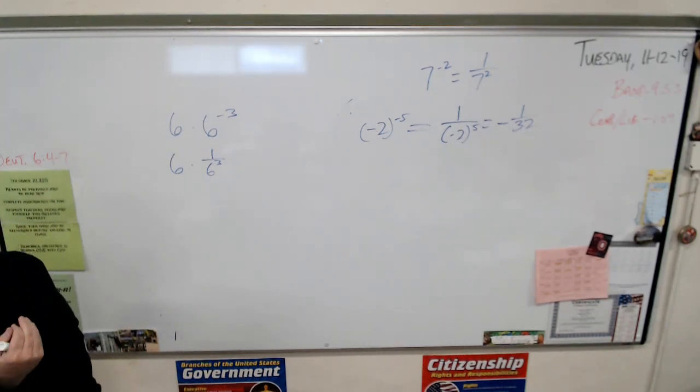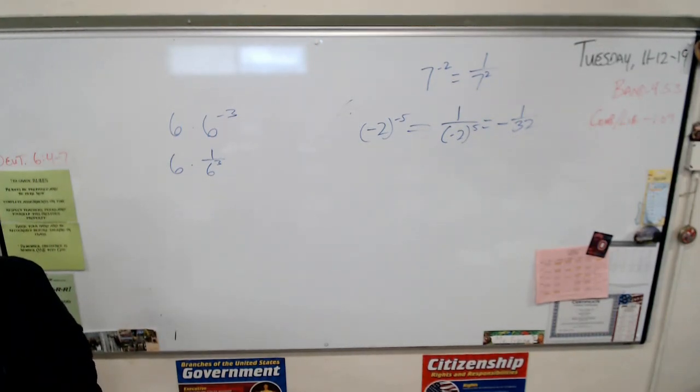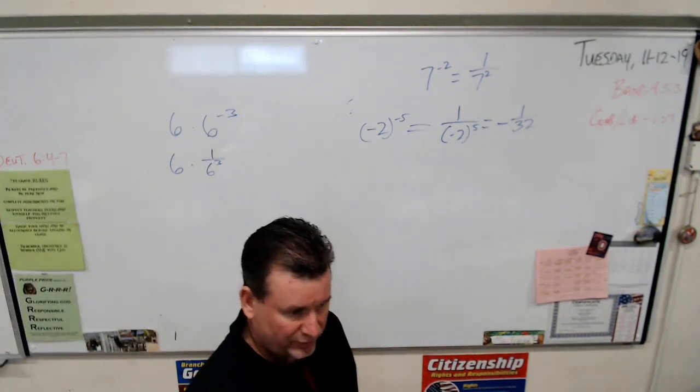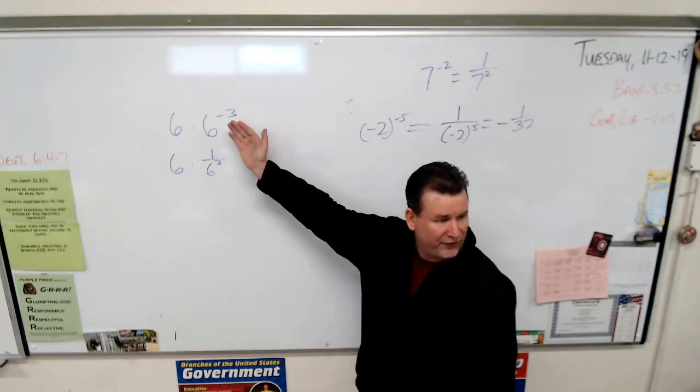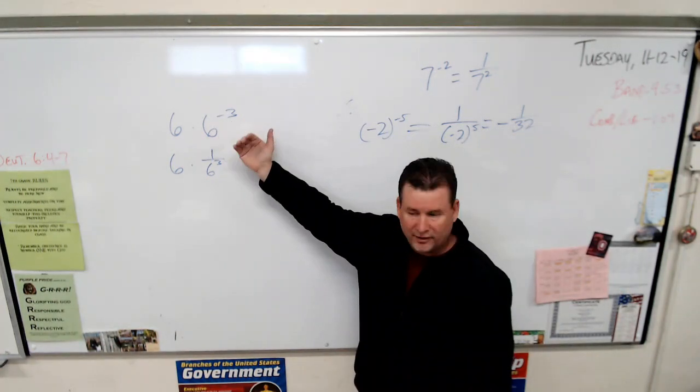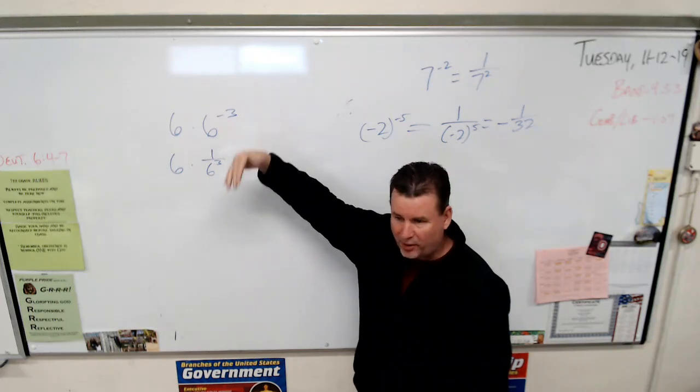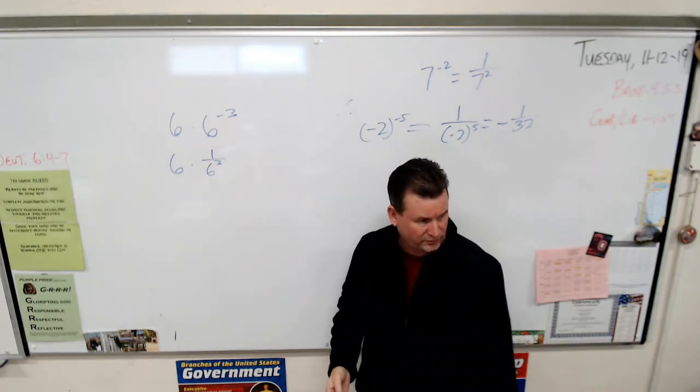Listen, it's a negative exponent, so what am I going to do? I'm just going to flip it. I'm going to make it positive down here in the denominator. Keep thinking on that. If it's a negative exponent, just make it positive and put it in the denominator.